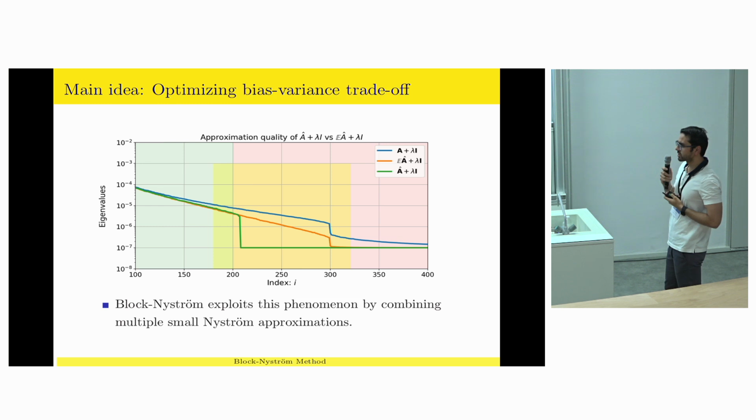And let's zoom into that picture more. Now we have regularized all the three methods by this amount, lambda, and see what happens over there. The blue line and the orange line are quite close to each other.